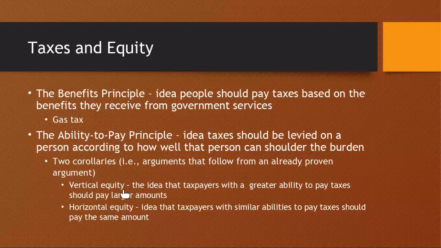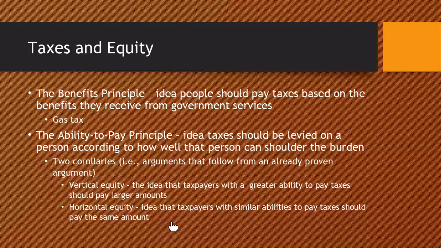Vertical equity, that's the idea that taxpayers with a greater ability to pay taxes should pay larger amounts. And horizontal equity, the idea that taxpayers with similar ability to pay taxes should pay the same amount. So vertical equity: individuals that have lower incomes should ultimately pay less tax than the wealthier, i.e., I should pay less tax than Gates. Horizontal equity says that taxpayers that have the same income I do should pay the exact same amount.